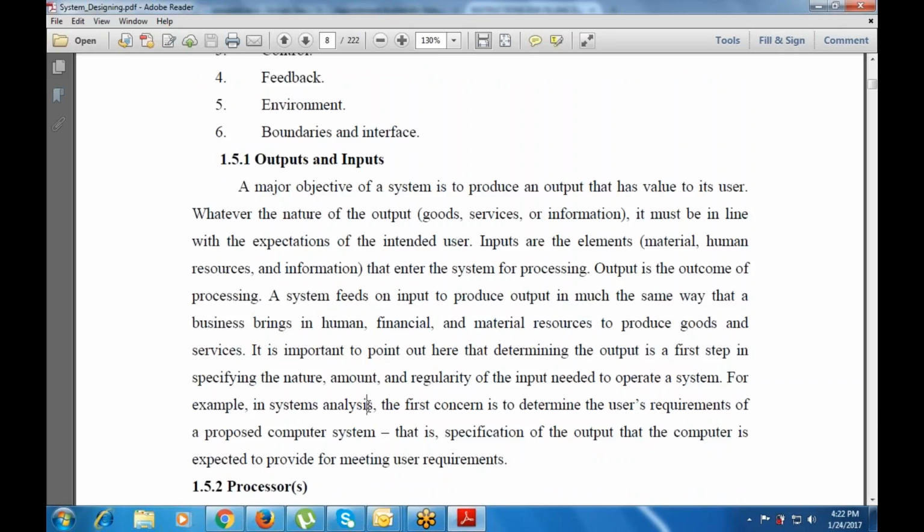Whenever we determine the output, that is the first step in specifying the nature, the amount and the regularity of the input needed to operate a system. For example, in system analysis, the first concern is to determine the user's requirement of a proposed computer system. That means what is the main requirement, a specification of the output the computer is expected to produce. What we expect from the computer is the main thing for the user's requirement.